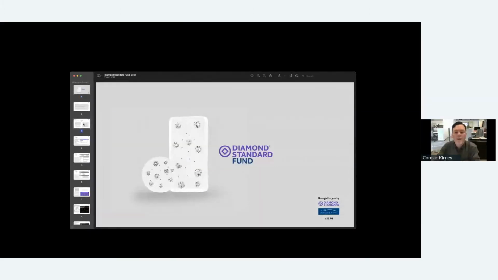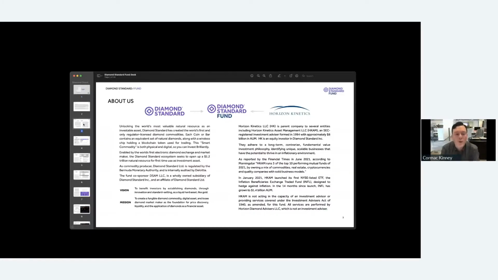The Diamond Standard Fund is a joint venture between ourselves and Horizon Kinetics. Horizon Kinetics is an extremely respected asset manager. They have operated mutual funds, ETFs, and private funds for about the last 30 years, led by a gentleman named Murray Stahl, who's an influential contrarian investor. And they manage about $8 billion.